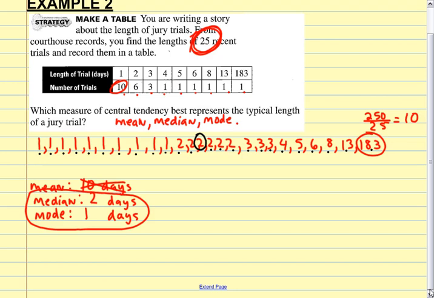All right, great job. Nice job. So you can see how we look at each one of these to see which one gives us the best idea, is the best describer or descriptor of the normal. All right, great job. Let's look at the next example.